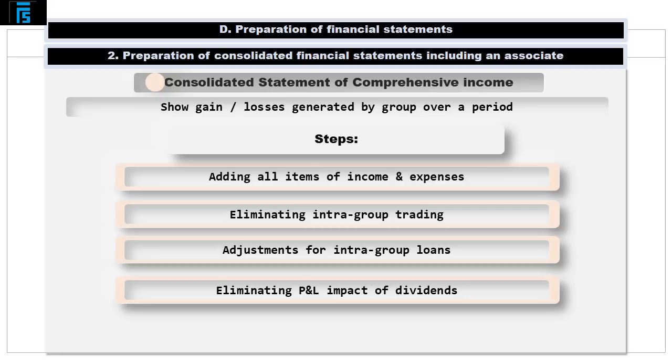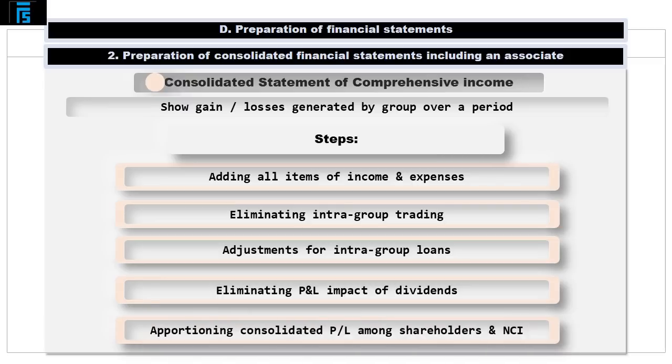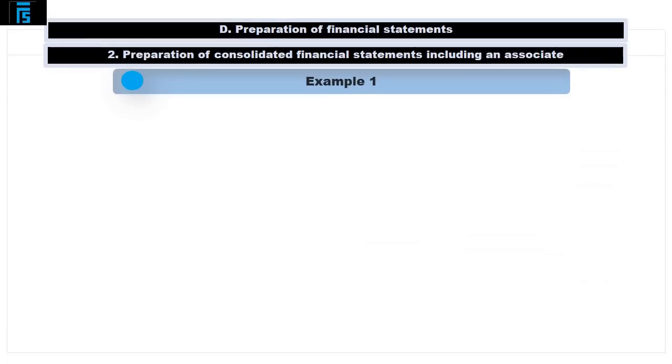At the end of the day, the only dividend income to be shown in the consolidated income statement is that arising on the group's involvement in entities other than its subsidiaries and associates. And finally, apportioning the consolidated profit or loss for the year between shareholders of the parent entity and non-controlling interest. Let us now examine a comprehensive example which addresses many of the points listed above.